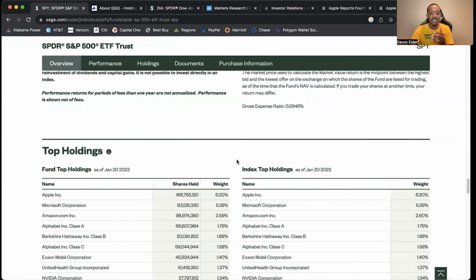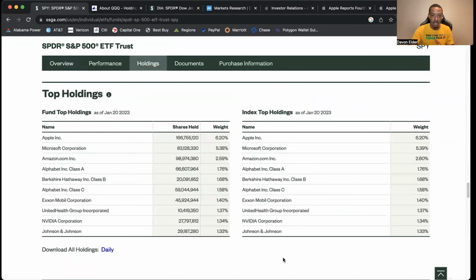And so if we look at the top 10 holdings in this ETF, you've got Apple, Microsoft, Amazon, Alphabet, which is Google Class A, Berkshire Hathaway Class B, Alphabet, Google Shares Class C, ExxonMobil, United Health Group, Nvidia Corporation, and Johnson & Johnson. These are the top 10 companies in this particular ETF.